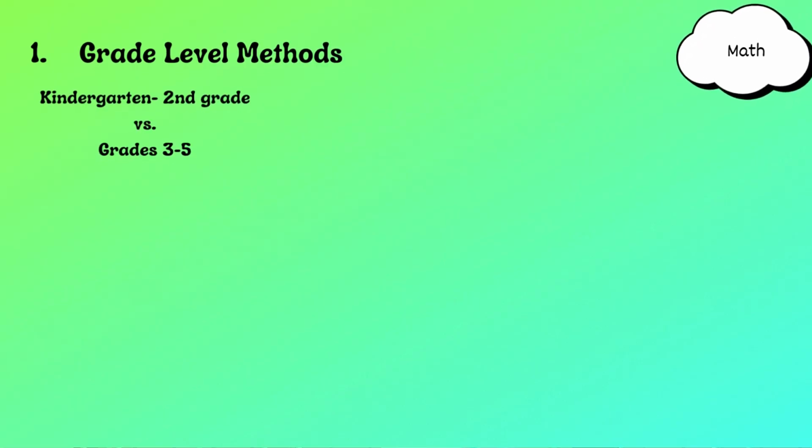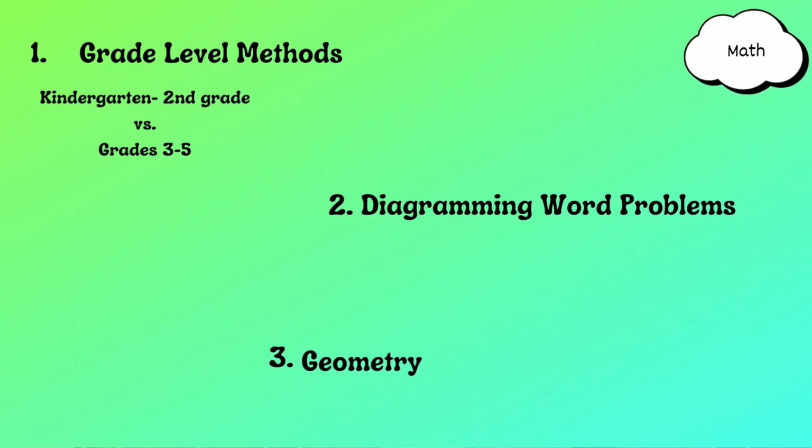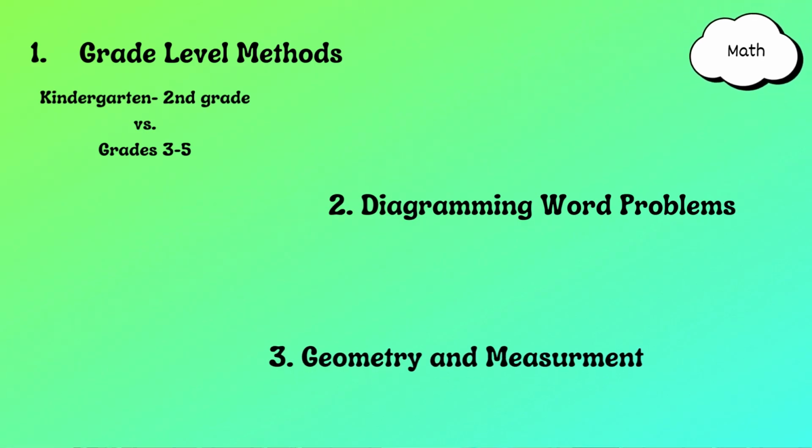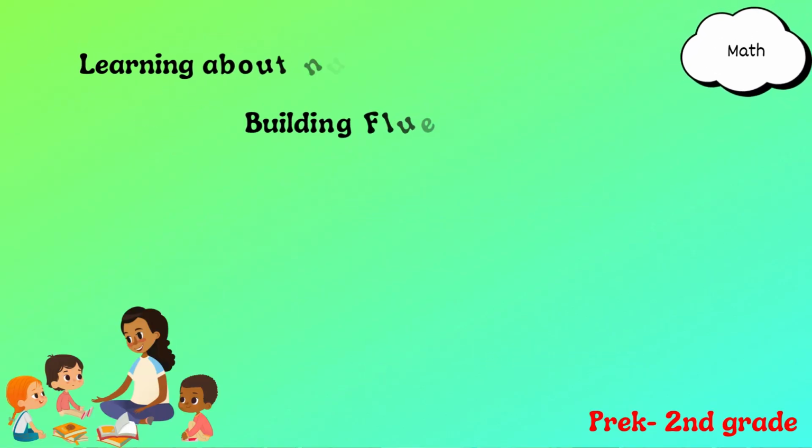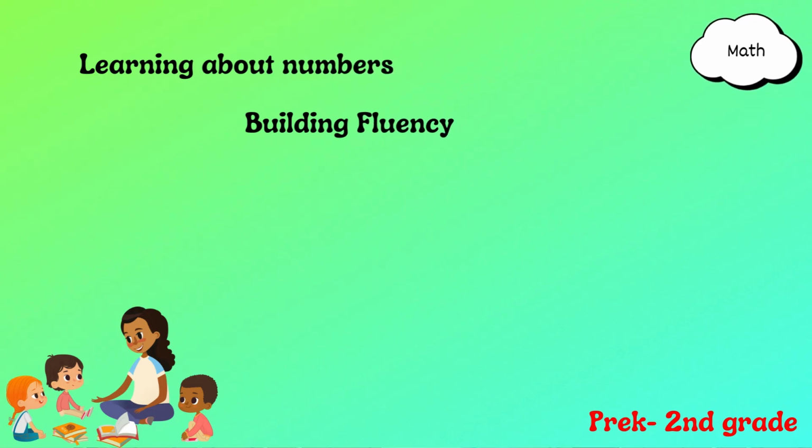Okay, on to that math wall. The math wall is split into 3 sections: grade level methods, diagramming word problems, and geometry and measurement. Again, there will be a different emphasis put on the grade level methods depending on whether it's kindergarten to second grade or third to fifth grade. Pre-K to second grade is usually learning about numbers. There's a strong emphasis on building fluency.